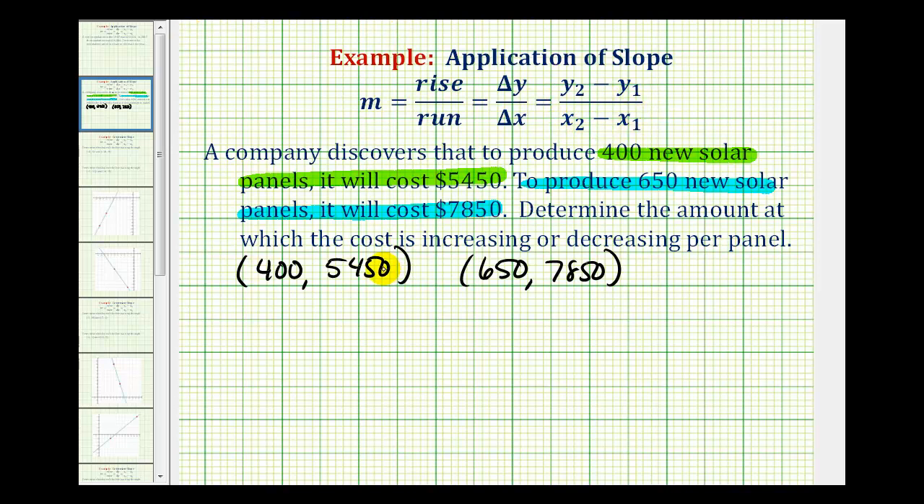So if we call these the 1's and these the 2's, this should be x sub 1, y sub 1. This should be x sub 2, y sub 2. The slope is the ratio of the change of y to the change of x, but in this case the change of y represents the change in cost, and the change in x represents the change in the number of solar panels.